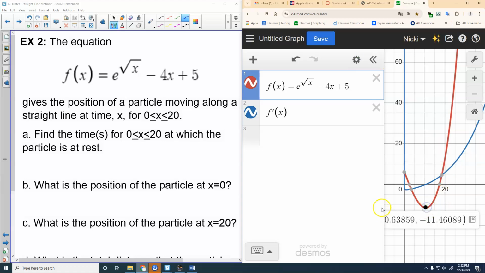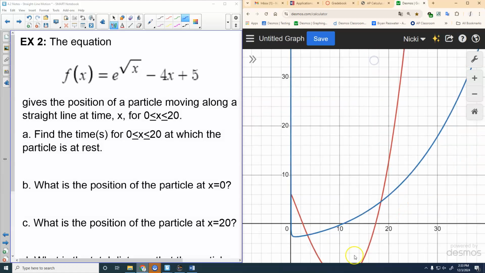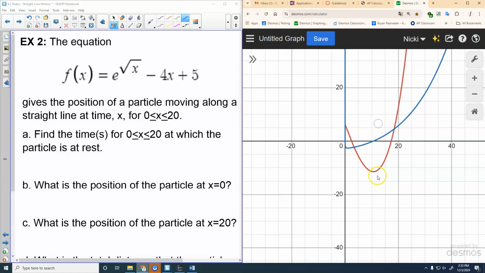Move this over. Not that. Gracious. Here's our minimum point. It's 10.63859. If we look at our x-intercept right here, it's 10.68359. Right, it's where our velocity is 0. So it would be 10.639.